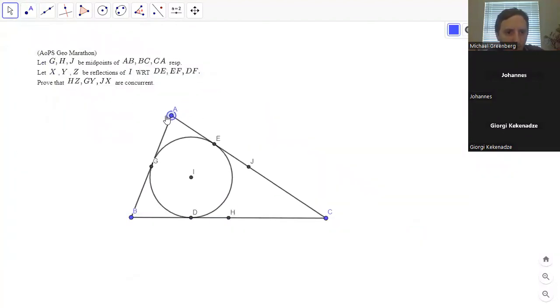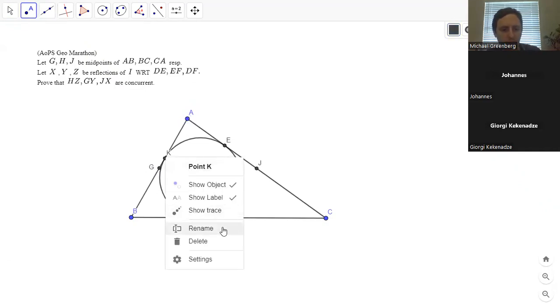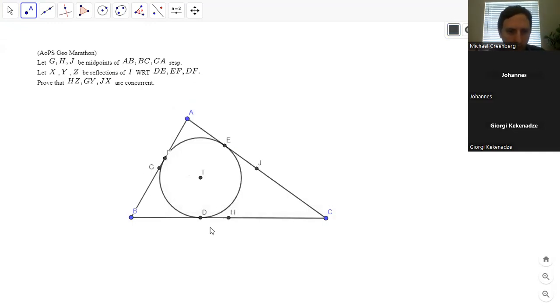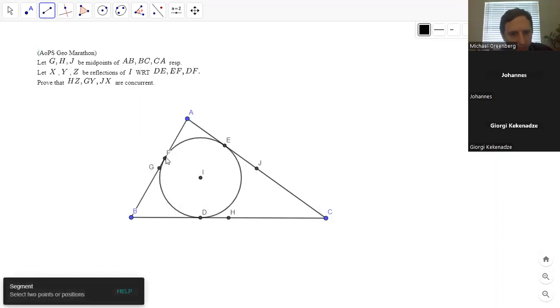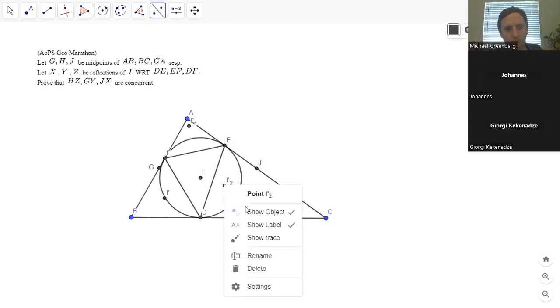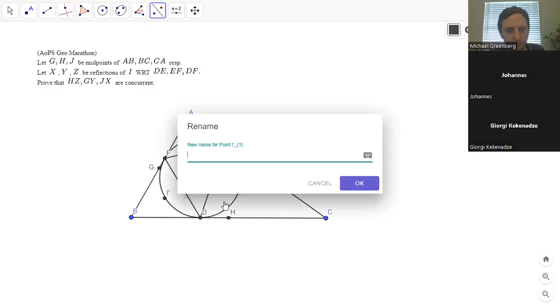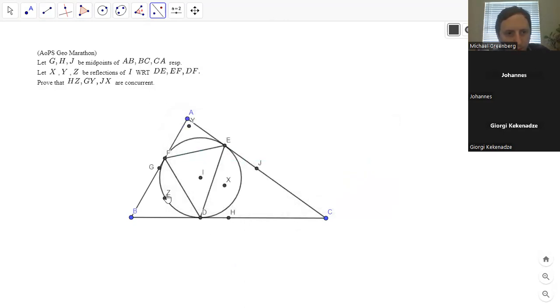And we reflect I over, let's see. Yeah, it's hard to get point F here. All right. So let's reflect I over those three segments to get X, Y, and Z. And then I over EF is Y. And then this is Z. And we want to show that H, Z, G, Y, and J, X are concurrent.